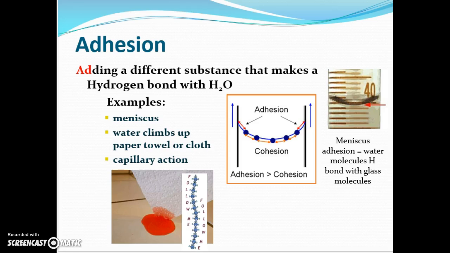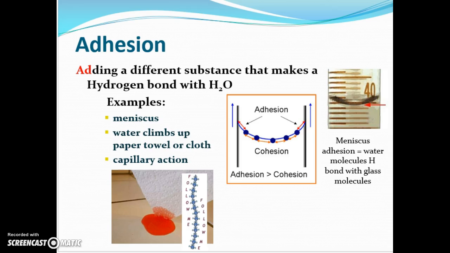So this other molecule has to have a hydrogen atom in it in order for there to be this attraction, or at least it has to have some polarity to it. So it can actually be a different thing besides hydrogen, but it must have polarity to it. So adhesion is this attraction between other molecules or atoms to a water molecule.